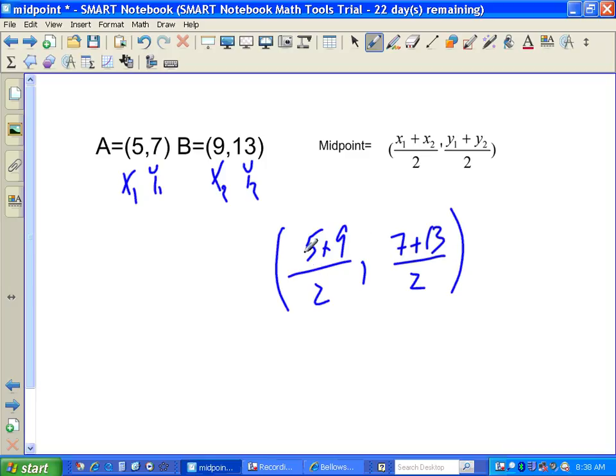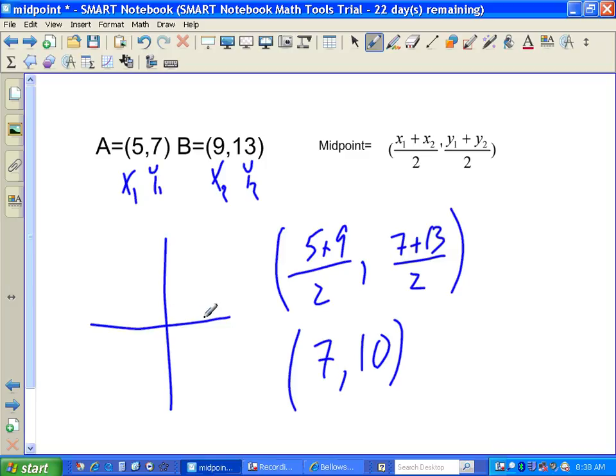5 plus 9 is 14. 14 divided by 2 is 7. 7 plus 13 is 20. 20 divided by 2 is 10. So the midpoint, the point halfway between A and B, and let's see if we can pop that on here.